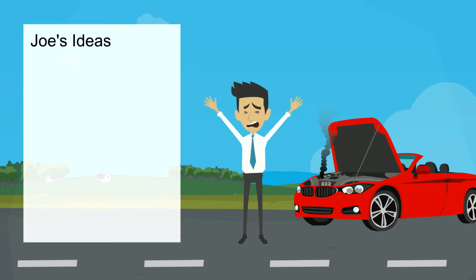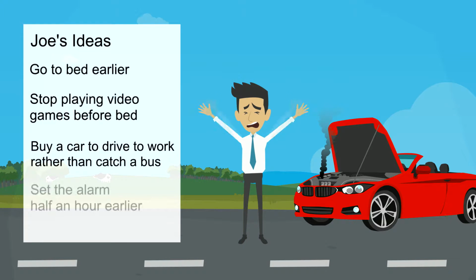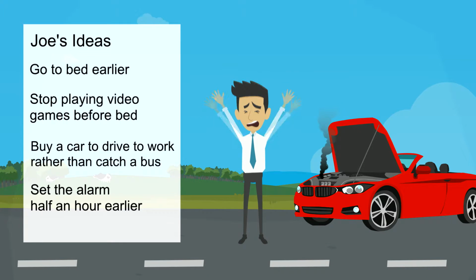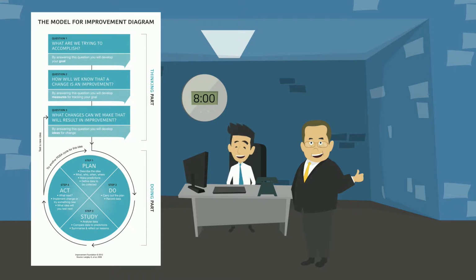I see. If Joe had implemented all his ideas, that could have been a waste of time, money, and effort. Yes, if Joe had decided to buy a car to drive to work, which was one of his ideas, he would have invested a lot of money and he may have still been late for work. To sum up, the model for improvement is a tool that helps us to try new things with less risk involved.